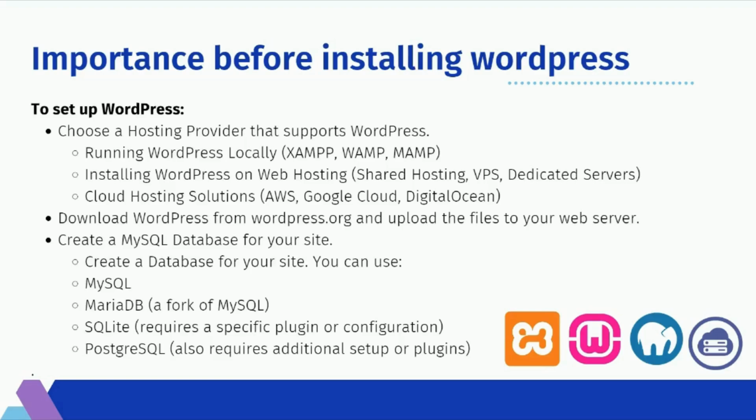Next, cloud hosting solution. So cloud hosting contains AWS, that's Amazon, Google Cloud, and DigitalOcean. We have so many examples of cloud hosting like Hostinger and others. Next, download WordPress from wordpress.org and upload the file to your web server. But on a cloud hosting solution, you can directly install the WordPress file.